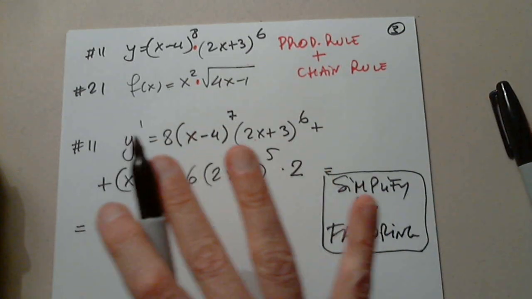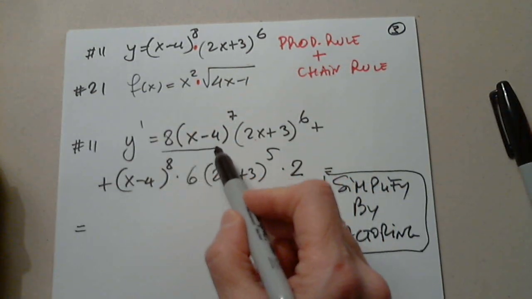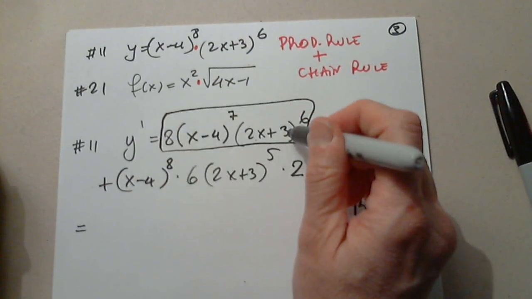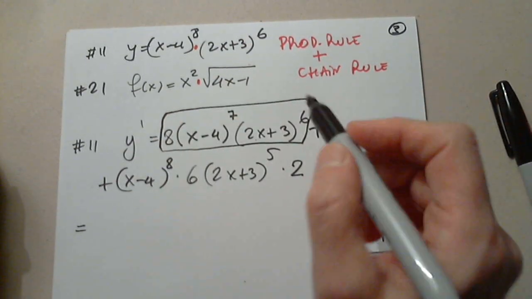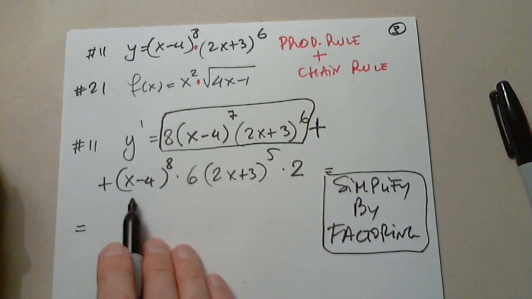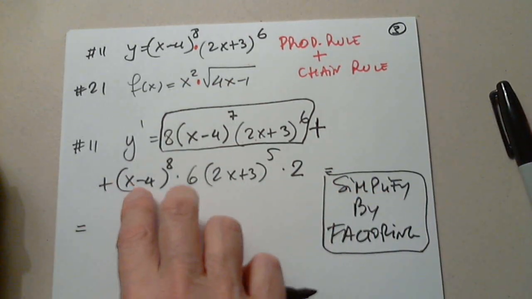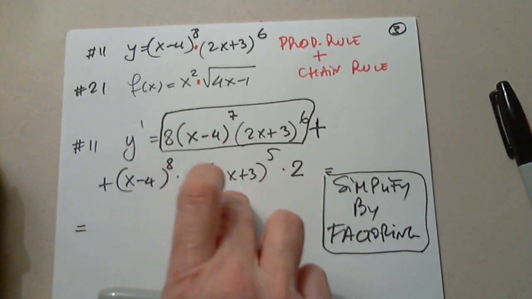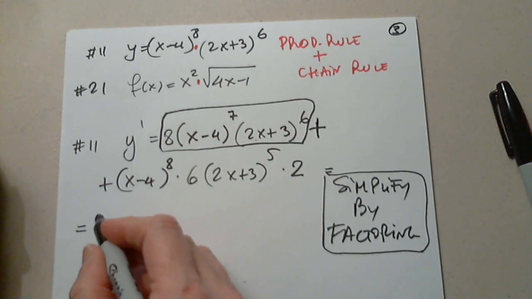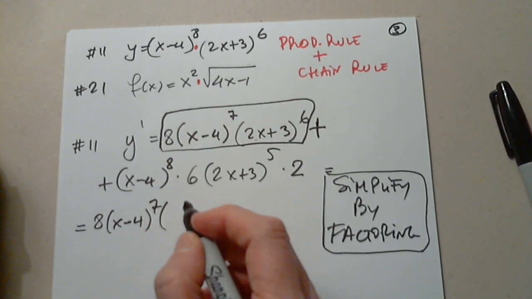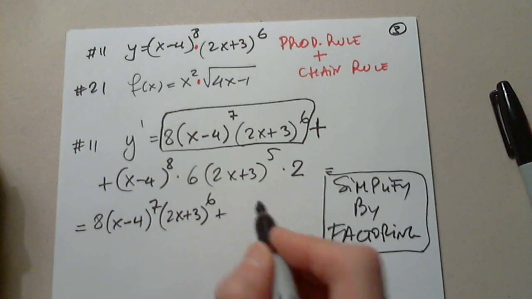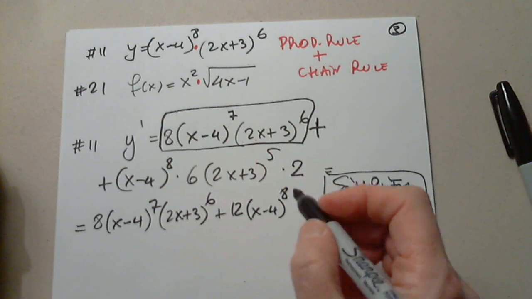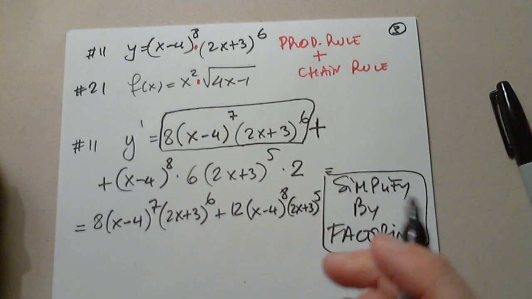Okay. So first let's clean it up a little bit. You see this is one term. They're all multiplied. And then plus, and this is the second term. But the second term is not nice. I don't want this times this times this times this. I will simplify and write 6 times 2 times this times this. So I have 8 times x minus 4 to the 7th power, 2x plus 3 to the 6th, plus 12 times x minus 4 to the 8th times 2x plus 3 to the 5th.